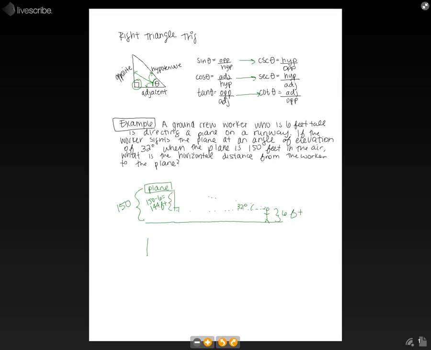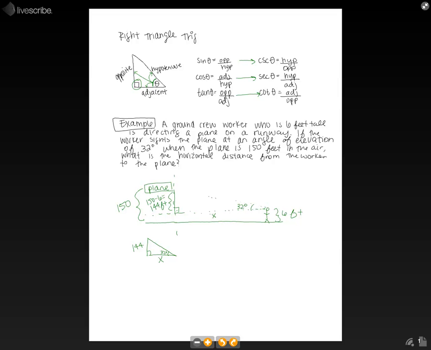So if we pull our triangle out of our picture, we have our 32 degrees here and our 144 here. And as we can see from the original picture, we are looking for this distance here, x, because we're looking for the distance between the man and the plane horizontally, which is our x-axis direction, if we were to draw a little coordinate plane right here.